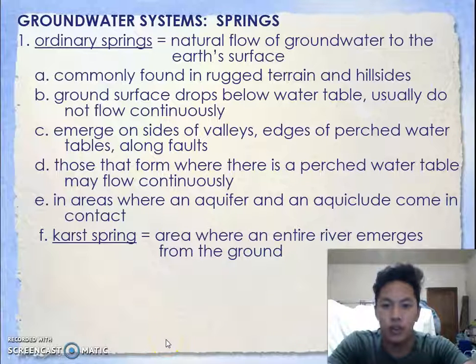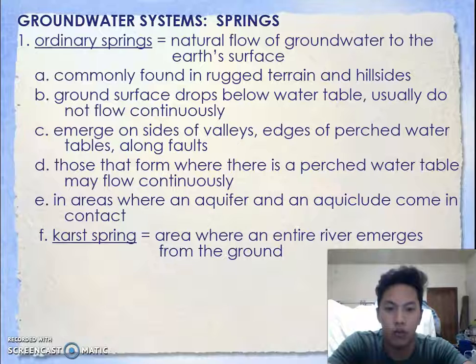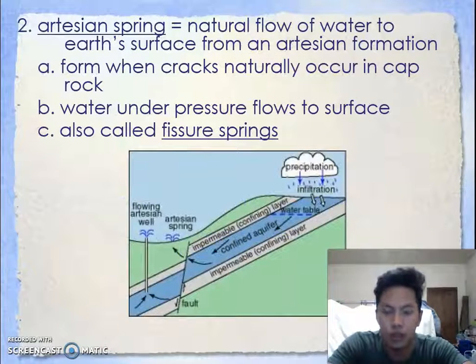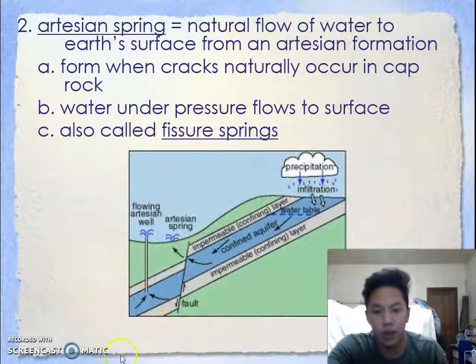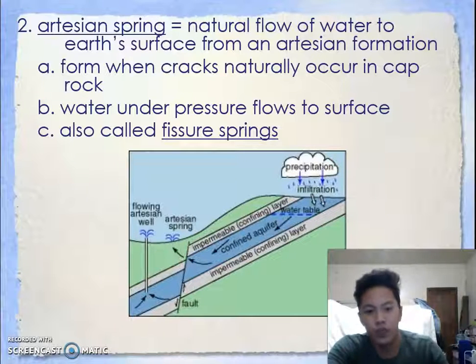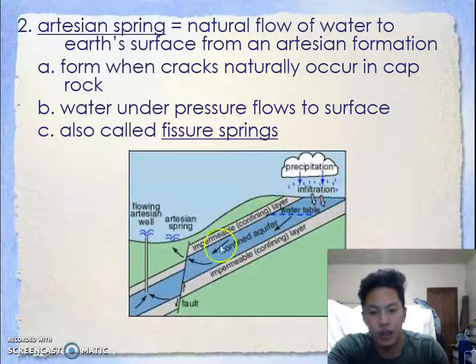Groundwater system. Springs. Ordinary springs. The natural flow of groundwater to the Earth's surface. Artesian spring. This is an example in the picture. As you can see, the natural flow of water to Earth's surface from an artesian formation. This is the cycle.